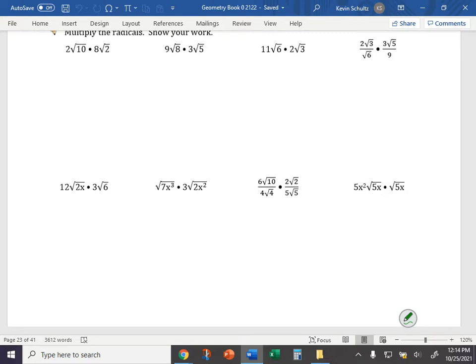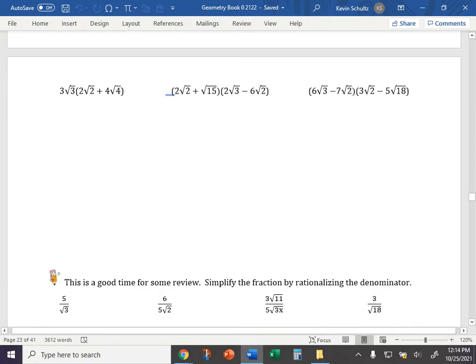9 root 8 times 3 root 5. See, the beauty of this is that there's so much you can do with radicals that once you learn how to multiply them, we can go back to, I mean, what do we got going on here? Middle one, second page. What is that? Disgusting. That's what it is.